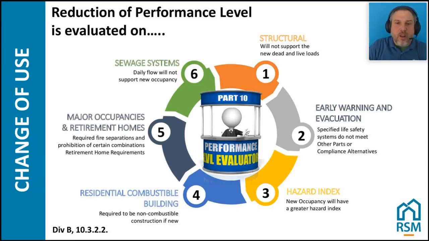One of the things I know that a lot of designers struggle with, Part 10 and 11, is: tell us what you're doing. When we're going through this evaluation, really the designer needs to go through each of these categories that I have on the slide and tell us whether or not there's a reduction in performance level. And then if there is a reduction in performance level, how's that being addressed?